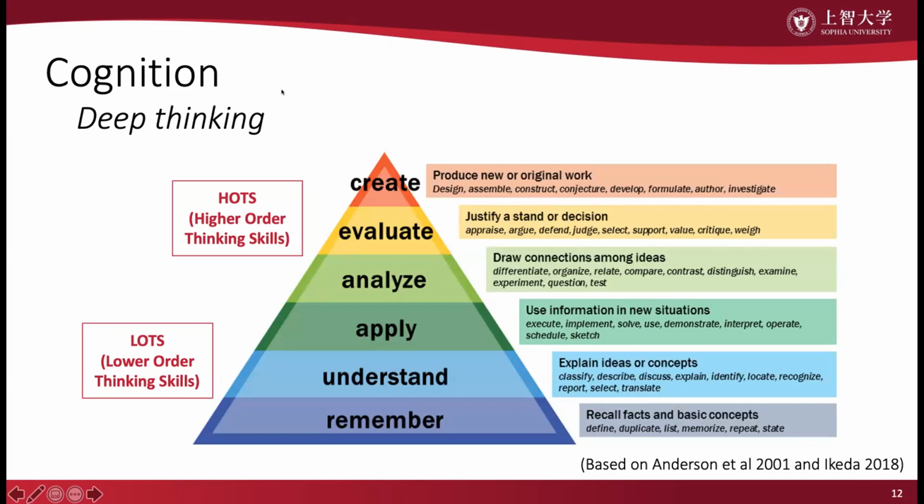Cognition. In CLIL, there's a lot of emphasis put on cognition, and some CLIL practitioners call it the most important component of the 4Cs. And cognition is about deep learning. CLIL theorists often refer to Bloom's taxonomy.